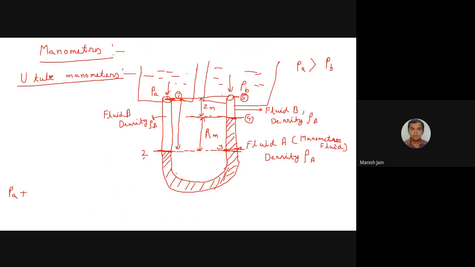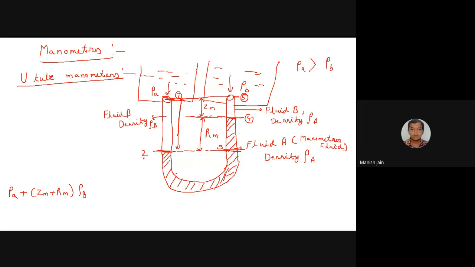Here the pressure is PA plus this height. This is the height Zm plus Rm. So the height is Zm plus Rm multiplied by density. Density is rho B. Okay. So that is the pressure difference between these 2 points. Now you know the pressure at the point 2.